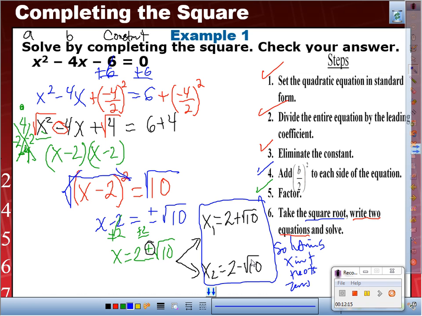Alright, now, the good news for you is that whenever you end up with roots that have a radical, you don't need to graph. But whenever we end up with 2 roots that don't have radicals, guess what? You graph. Everybody with me? So let's go through the process again.